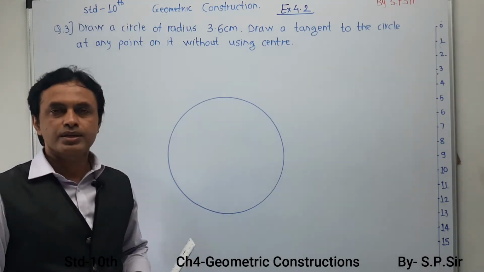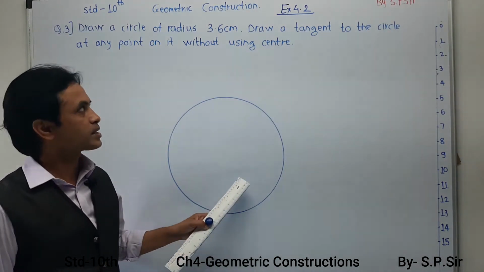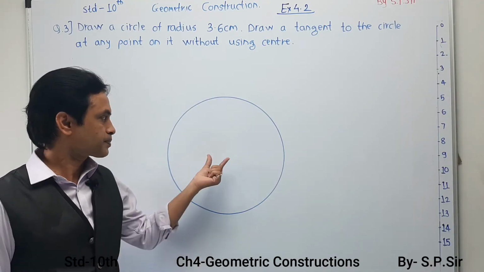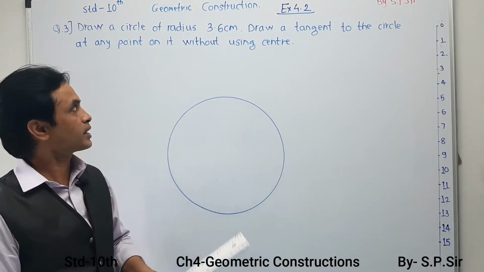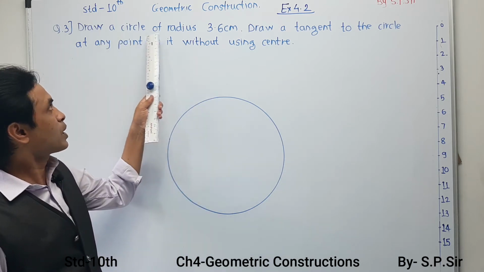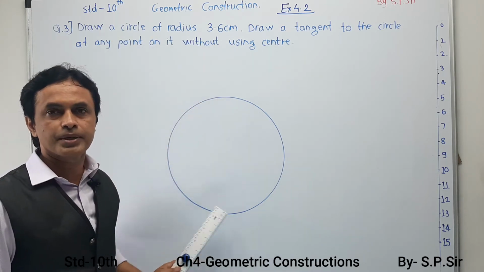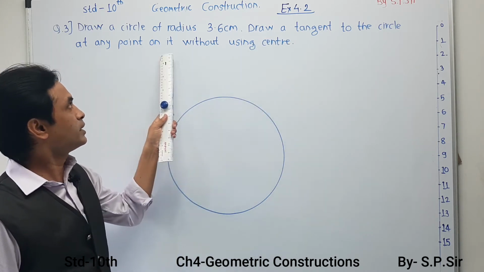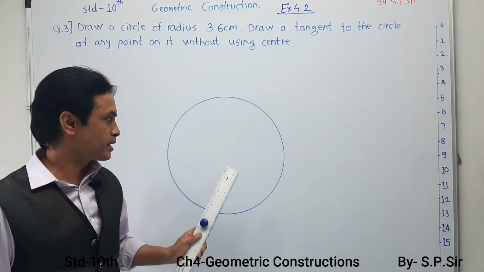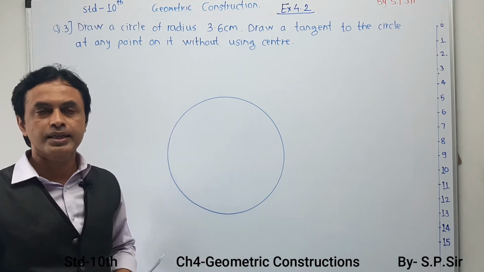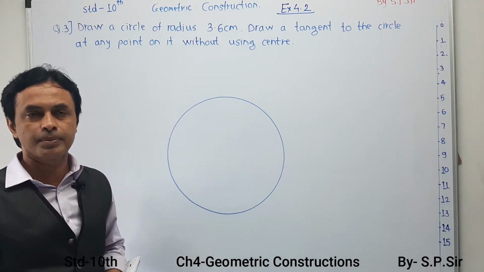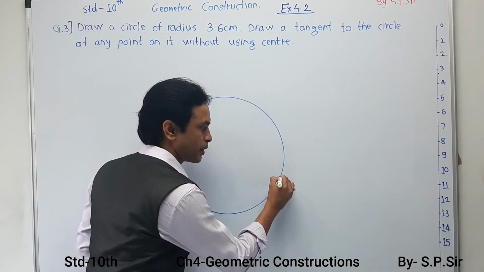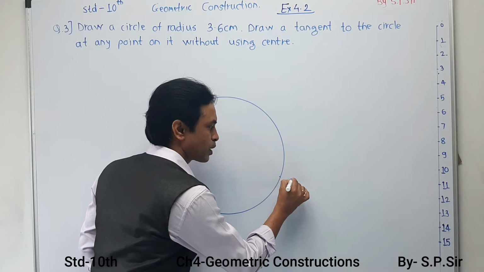As we have drawn a circle of radius 3.6 centimeter, now the problem is that we don't know the center over here. As per their condition, we have completed drawing a circle of radius 3.6 centimeter. Now, draw a tangent to the circle at any point on it without using the center. In this case, the method is called the triangle method, and first of all, we have to identify a particular point where we want to draw a tangent.